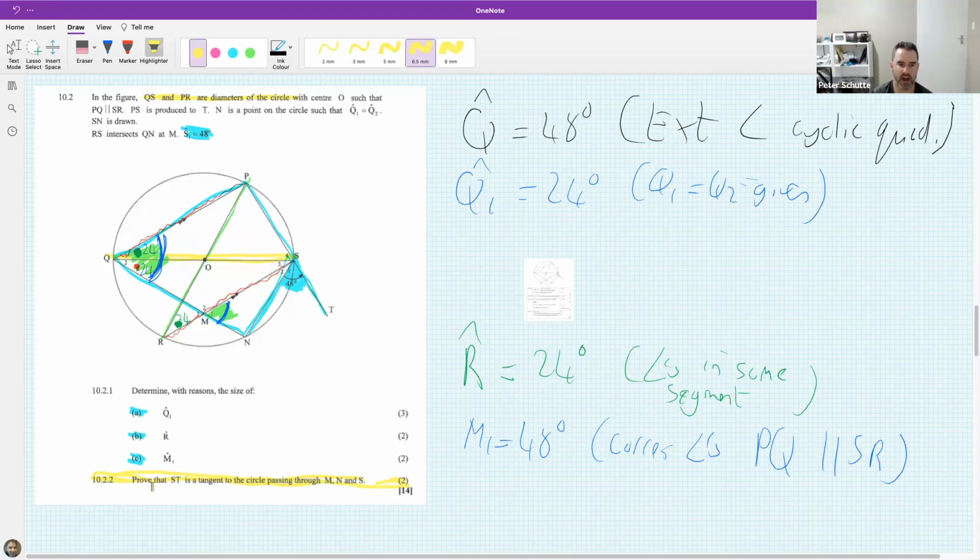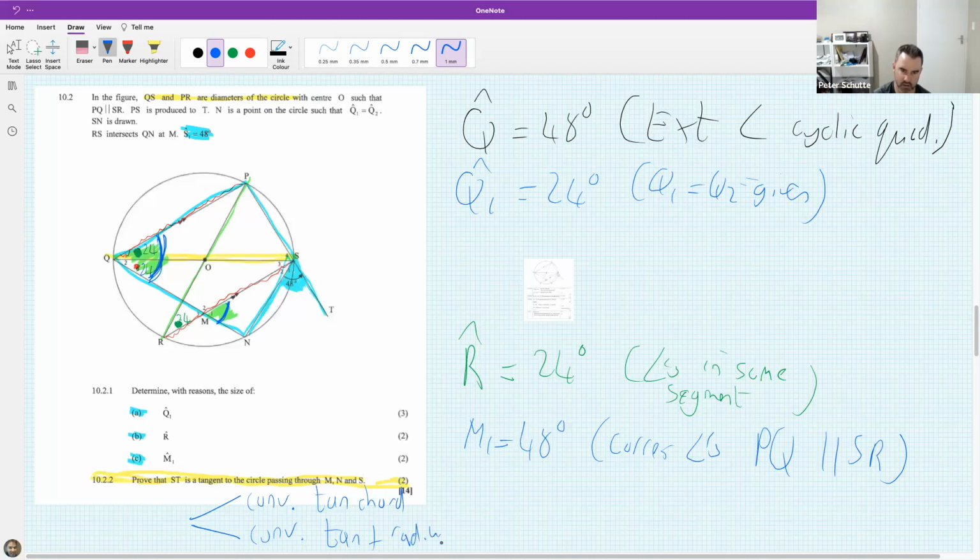So I have to prove that something is a tangent. What are my choices for proving something is a tangent? It's converse something or it's converse something. So it's either converse tan chord or it's converse tan perpendicular radius.